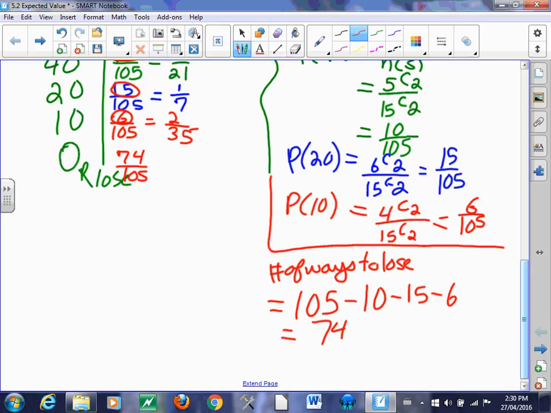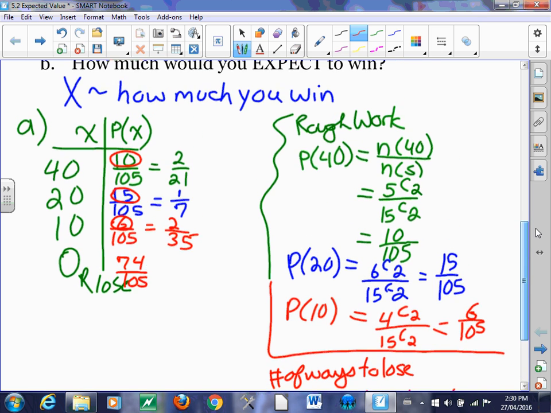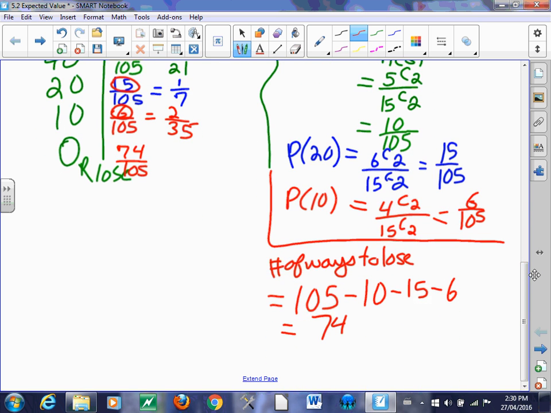Okay, now generate a probability distribution for this game. So that is what we've done right there. We've done it in a chart form. So this is A right here. So A is done. Now B is a little harder.